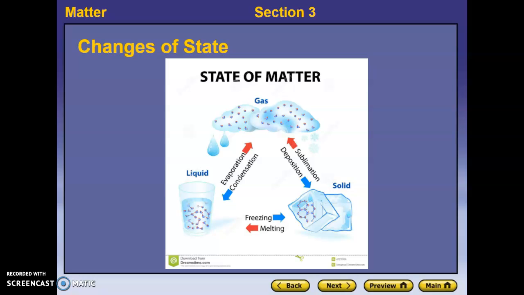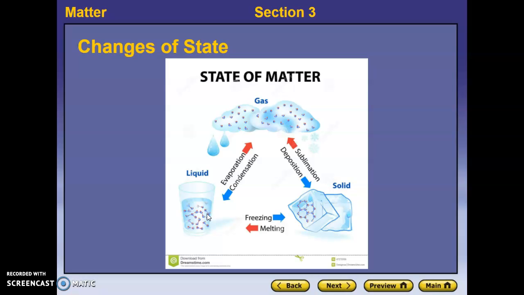Now, changes of state are those changes between the states of matter, like solid, liquid, and gas. So I want you to be able to identify what those changes of state are. So if you think about the easiest one, it would be things we're really familiar with, right? If we start with a solid and we add some energy to it, probably in the form of heat, we can cause that solid to turn into a liquid. The reason it happens is that added energy causes these particles to start moving apart from each other and wiggling around, and that allows them then to become a liquid.